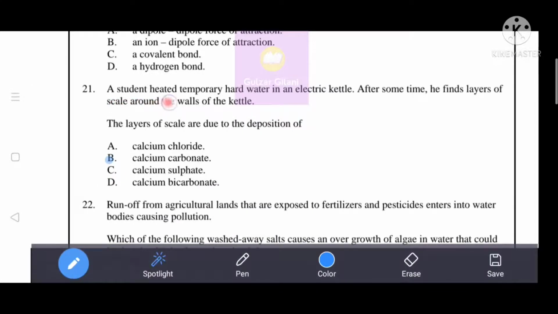A student heated temporary hard water in an electric kettle. After some time, he finds layers of scale around the walls of the kettle. The layers of scale are due to the deposition of calcium carbonate. B is the correct answer.